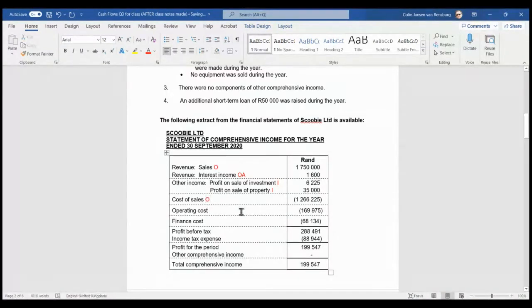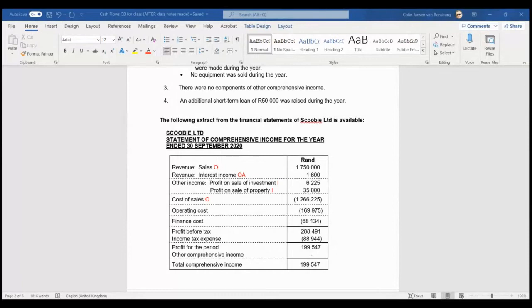Then we've got operating costs, ladies and gentlemen. Now, I think the mere description gives it away. Is that going to be part of our operations? Is it going to be another kind of operating activity? Is it going to be a financing activity? Is it going to be an investing activity? What will our operating cost be? It'll be part of our operations. Once again, thank you very much, operations.